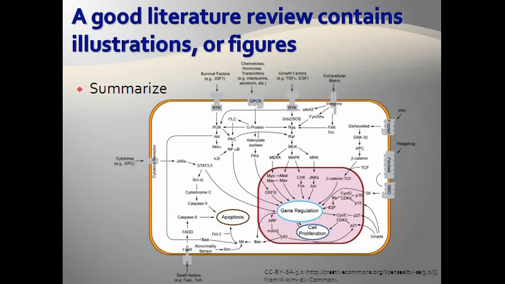Notice the main point of this summary figure is that these pathways work to control gene regulation, cell growth, and apoptosis or programmed cell death.